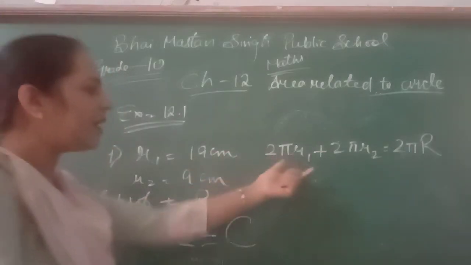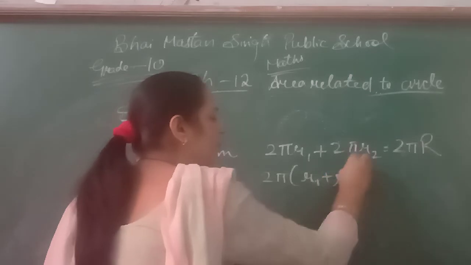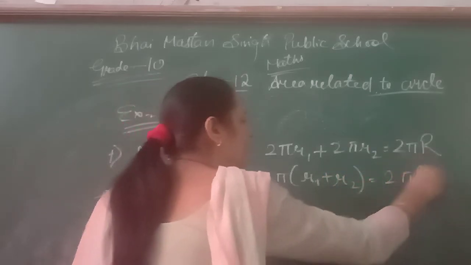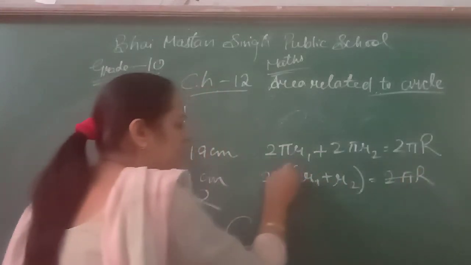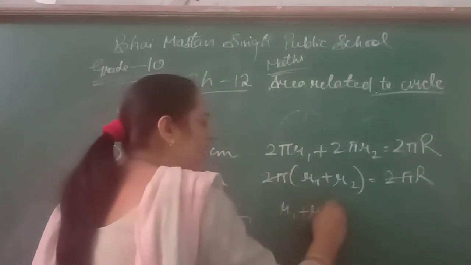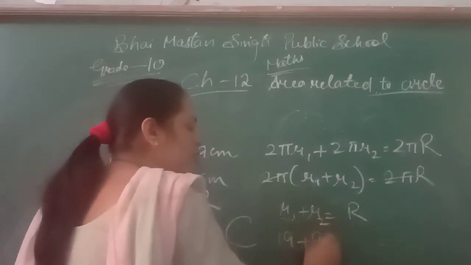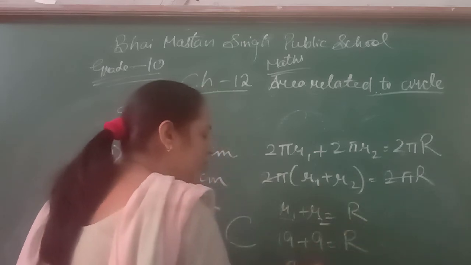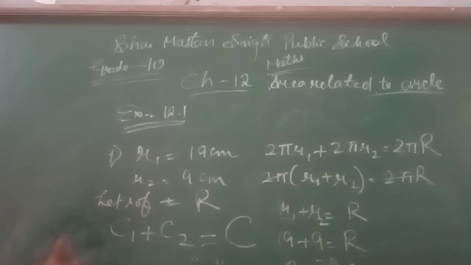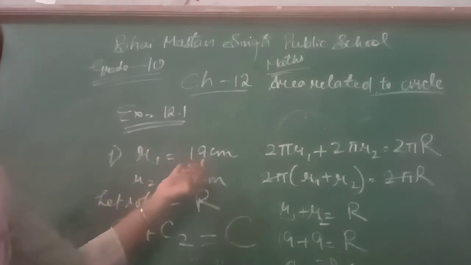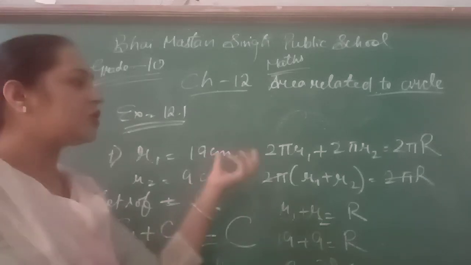Now 2 pi is common from each, so 2 pi common, r1 plus r2, and here is 2 pi R. This 2 pi goes to the other side for division, so 2 pi cancels with 2 pi, and r1 plus r2 is equal to R. So r1 is equal to 19, r2 is equal to 9, so R is equal to 28 centimeter. So the radius of the third circle will be 28 centimeter.